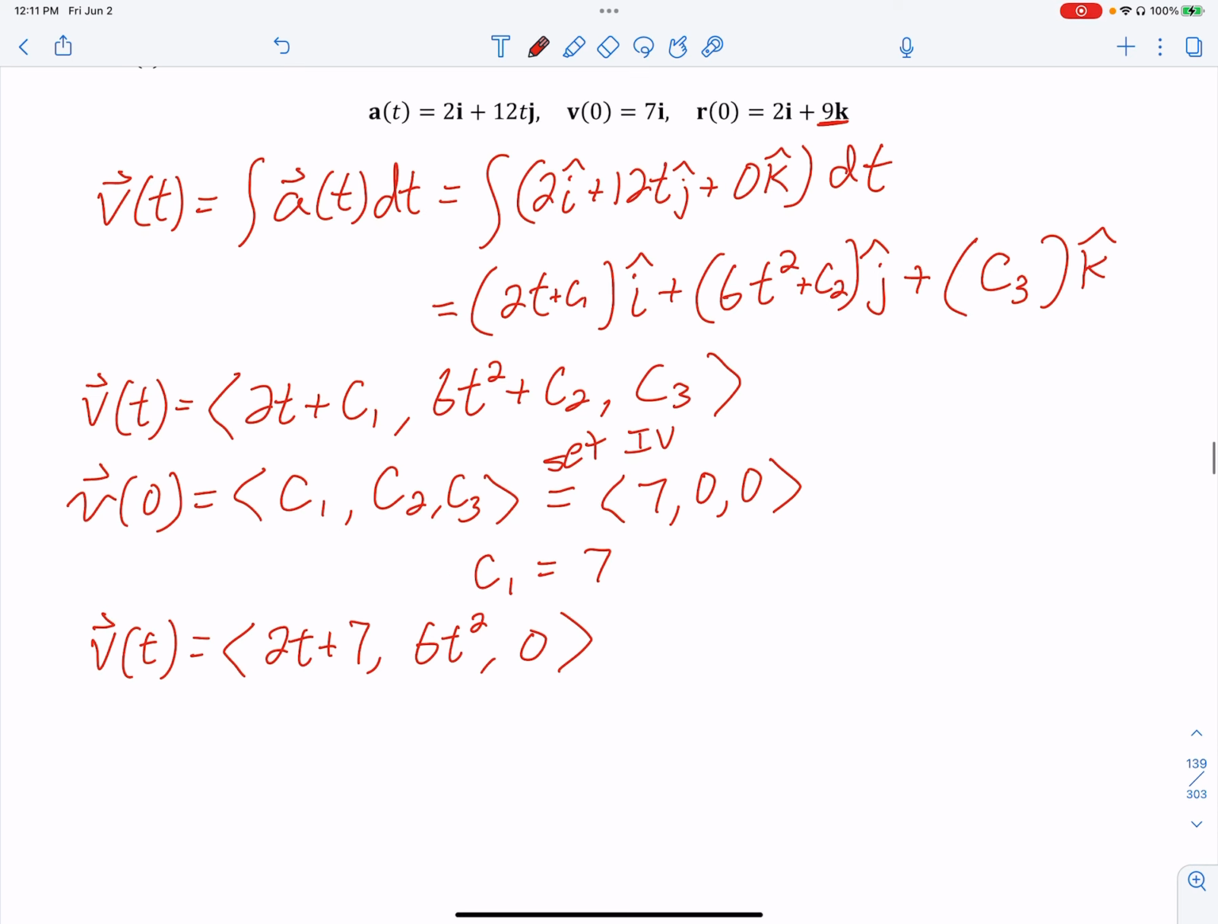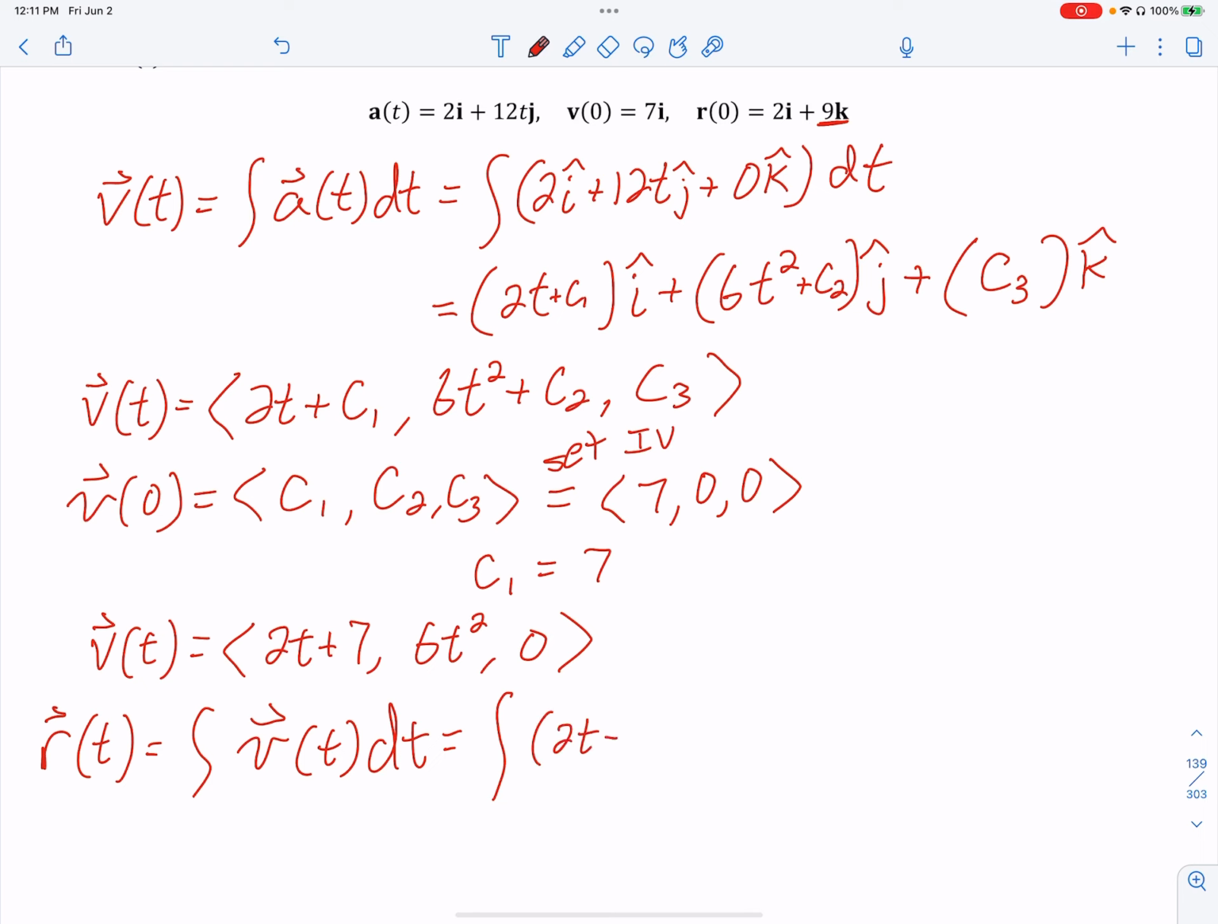All right, so now to find our position function, we take the integral of velocity and go backwards. So we get the integral of 2t plus 7, i, plus 6t squared, j, sorry my phone's ringing. I'm not sure who that is. I'm just going to ignore. Sorry, that thing never rings, so that actually kind of caught me off guard.